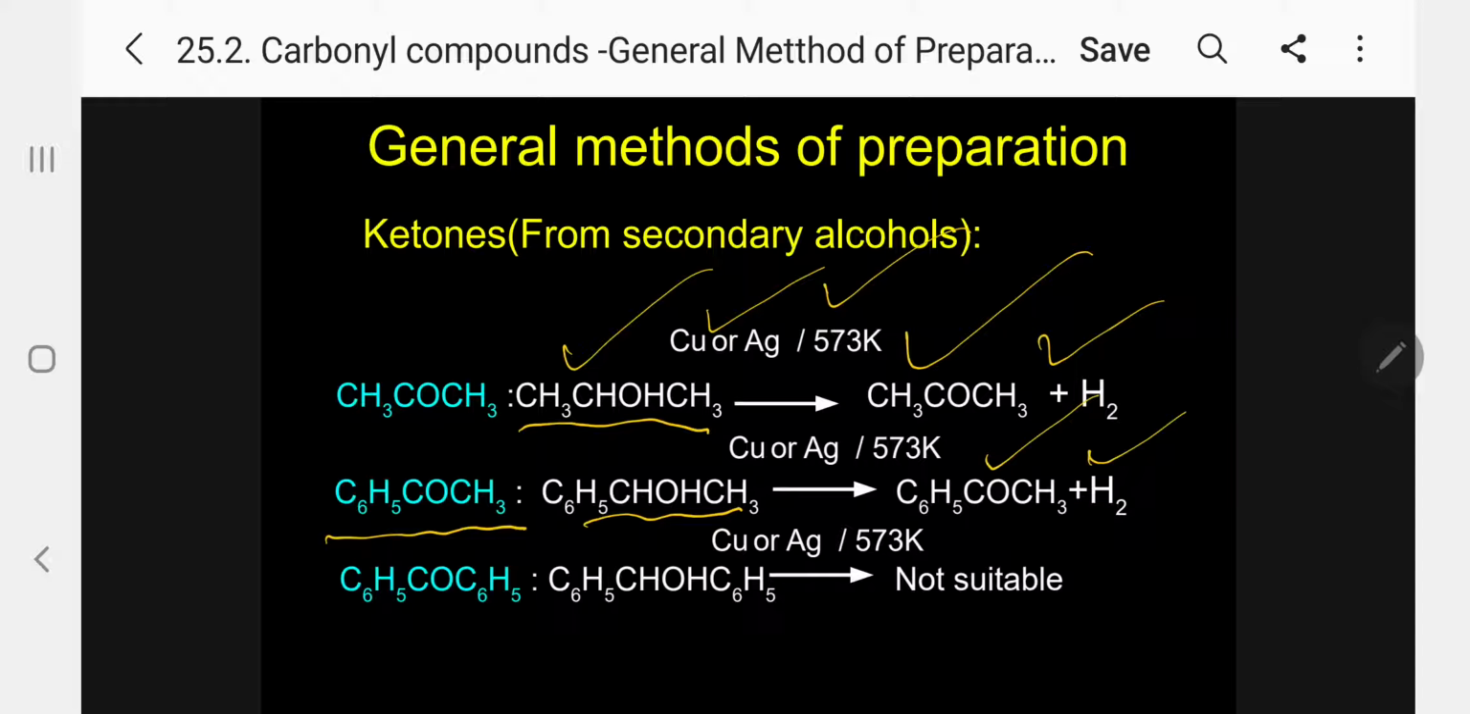Kindly follow. For benzophenone, the corresponding alcohol is this one, that means CHOH with C6H5 on both sides. In this case, the method is not suitable because of the bulky nature. Due to steric effect, this is not possible.